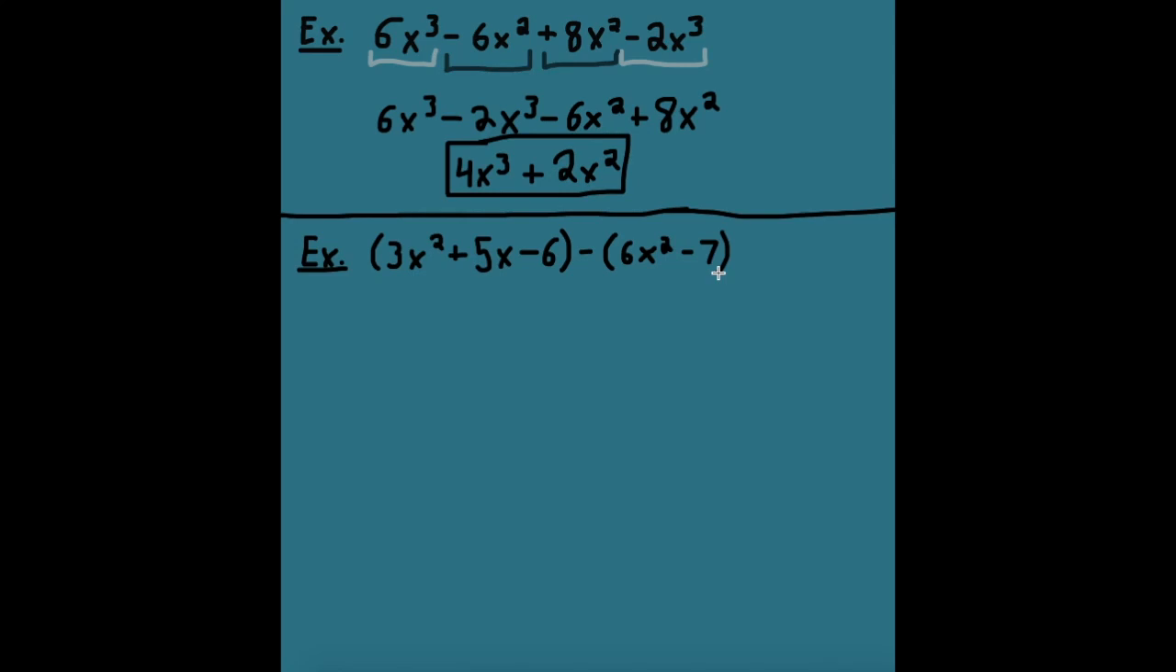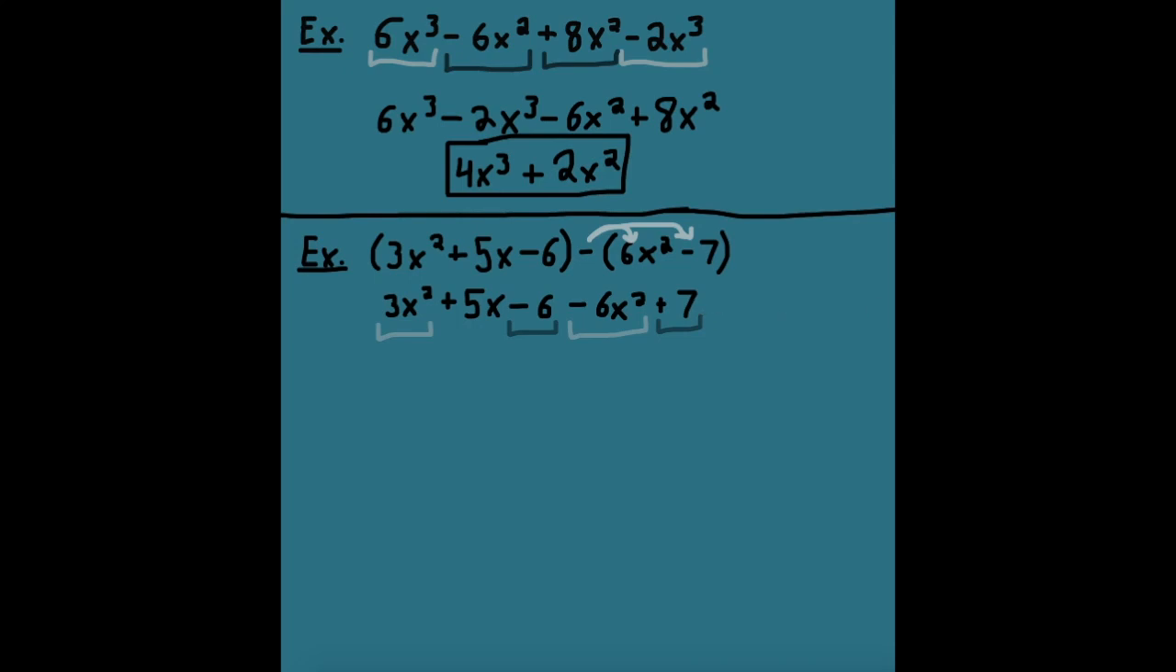We can write the problem as 3x squared plus 5x minus 6 without parentheses, and then I will use distributive property and make this negative 6x squared plus 7. You distribute the negative sign to both terms. Then we combine like terms. The like terms are 3x squared and negative 6x squared. Another like pair is negative 6 and positive 7.